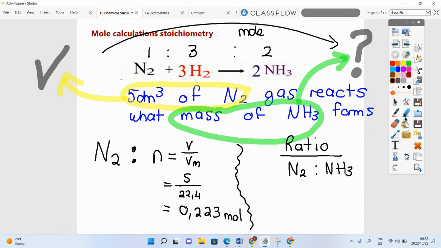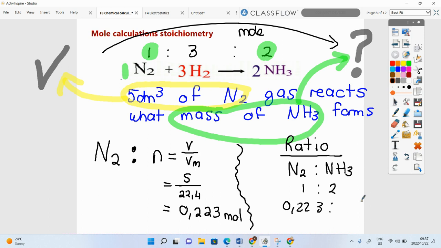Sarah? Balanced equation. I know that 1 will always form 2. I don't need the 3 because they didn't ask me about the 3 this time. But you always go back to what was given to you. So the given one is 1 to 2. But I don't have 1 mole. I've got 0.223 moles. So now how do I go from there to there? You always divide by itself, so divide by 1 times by 2.